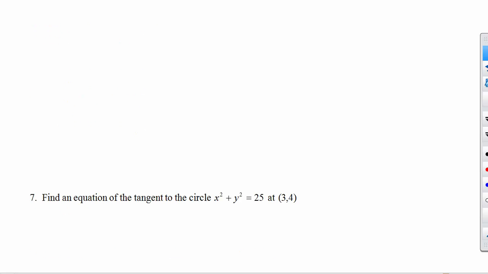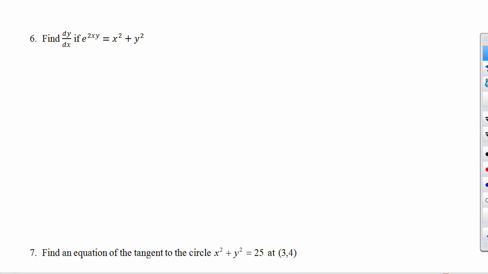So if I move on to number 6, I have an e to the 2xy. So the first thing, derivative of e to the anything is the same exact thing. So it's going to be e to the 2xy times the derivative of 2xy, which I would have to remember to use product rule. So product rule with 2x and y. So derivative of 2x is 2 times y plus 2x times y prime. And I would have all of that in parentheses.